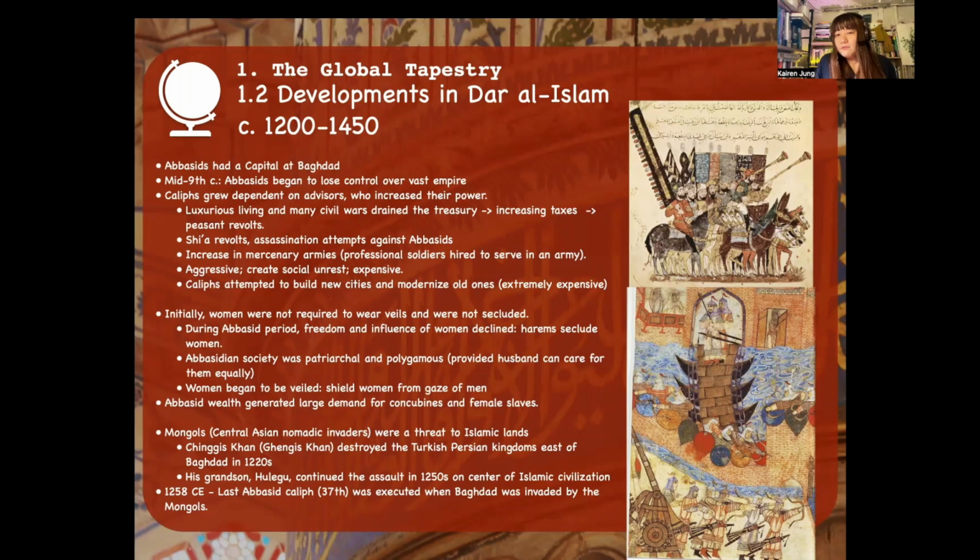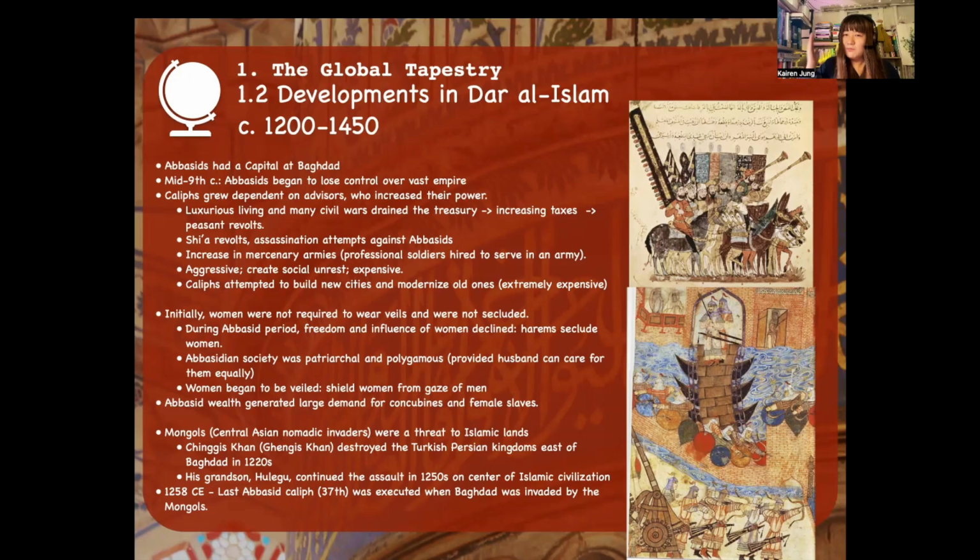And when it comes to the treatment of women, Islam was essentially an equalizing religion at the beginning until the Abbasid period, when the freedom and the influence of women declined. Harems secluded women. Abbasid society was patriarchal and polygamous. Sharia law, the sacred law of Islamic scripture, mandated that widows and women should be taken care of, and that was taken a little bit too literally.